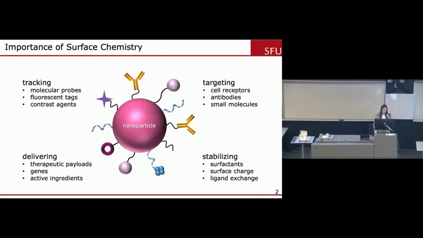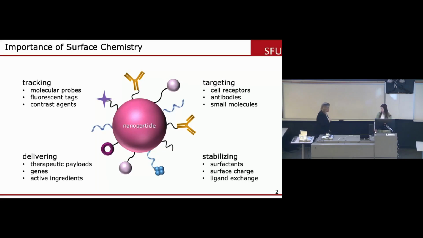To begin, I just wanted to talk about the importance of surface chemistry because that's something that we are studying and really interested in. There are so many different ways that you can functionalize a nanoparticle surface. Nanoparticles are great because they have that really large surface area to volume ratio, so they've got a lot of surface area that you can take advantage of. Whether you want to attach something for targeting purposes, for tracking cells, you want to attach some antibodies to target specific areas in the body, whether you'd like to stabilize these particles long term.